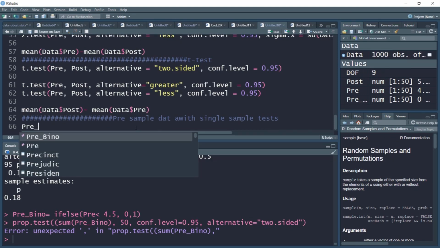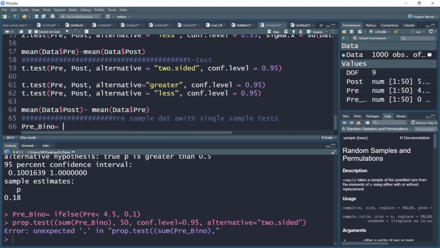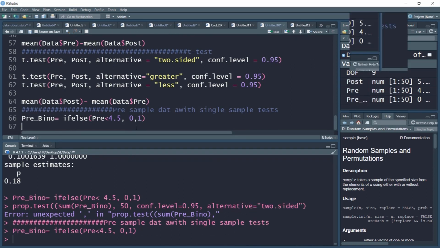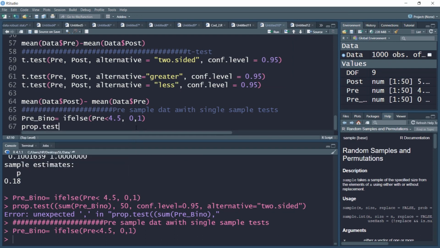First, we'll create our pre-bino variable. As we did earlier, we'll run this if-else code. We'll assign a value of 0 to those with a score of less than 4.5 and 1 to others. Now one can create a proportion test using the prop.test function.